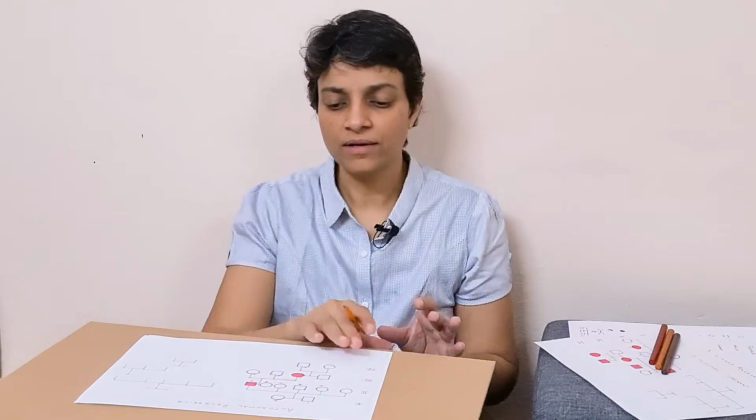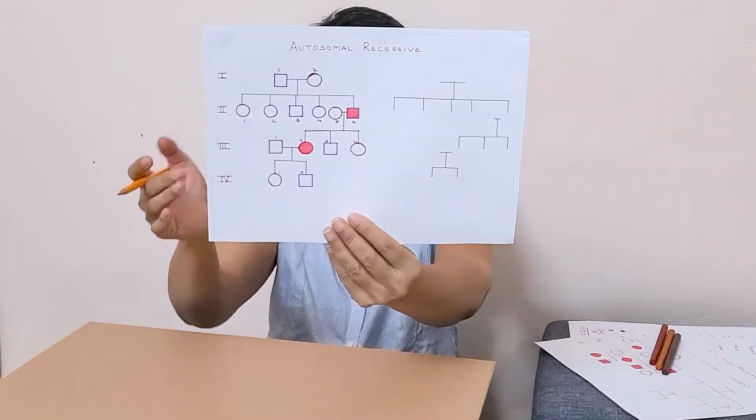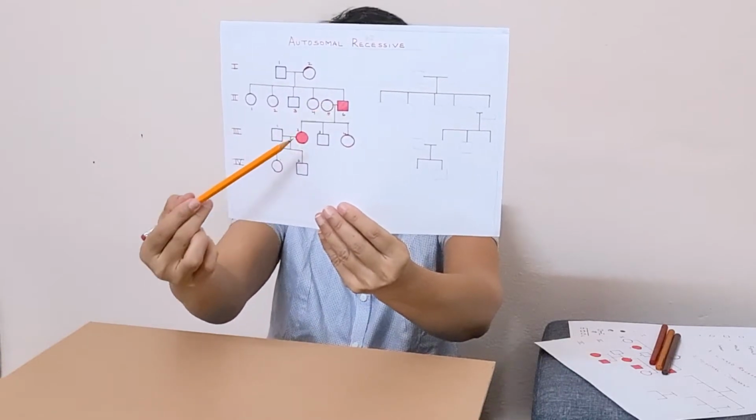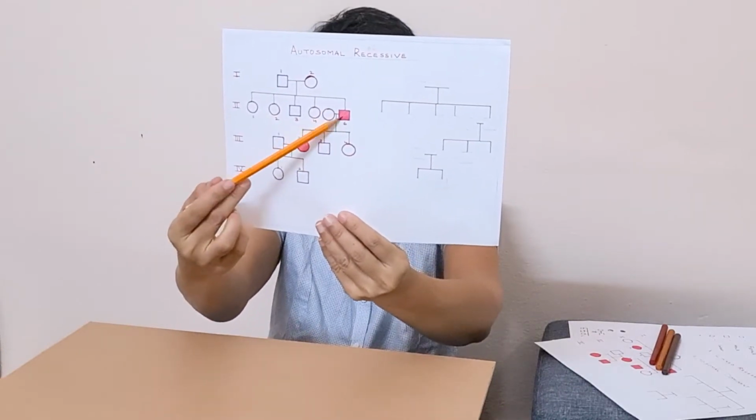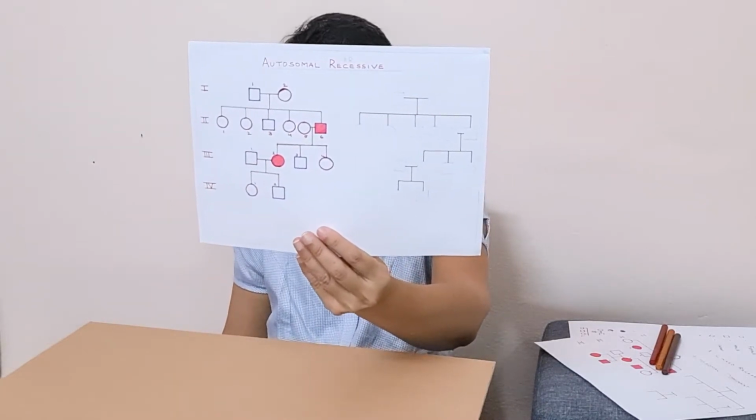So first, you have identified that it is autosomal. You looked at this pedigree, and guessed that okay, men and women are both affected, or males and females are both affected in the pedigree, so it could be an autosomal pedigree.